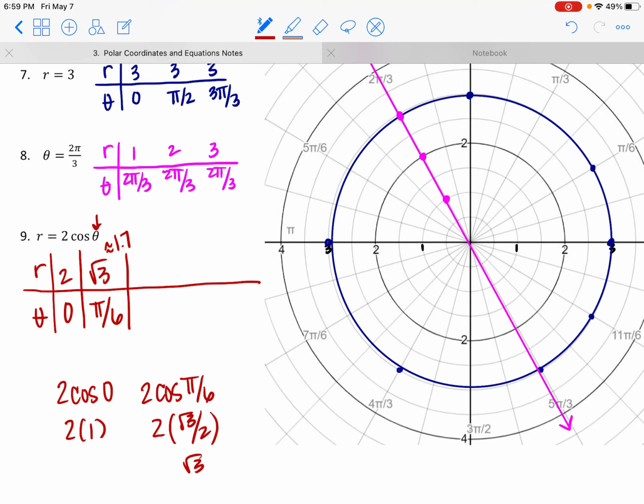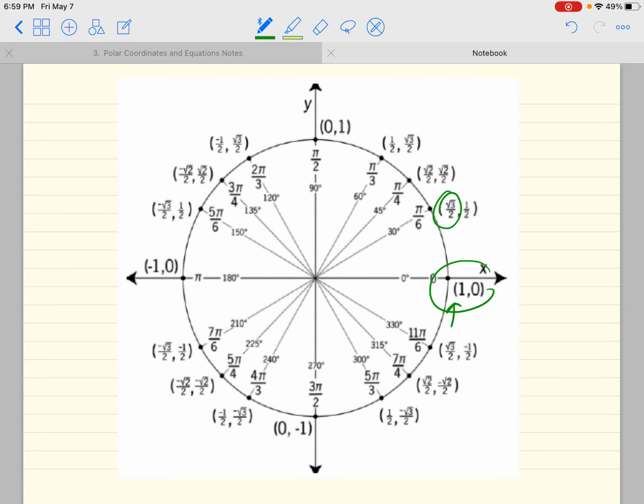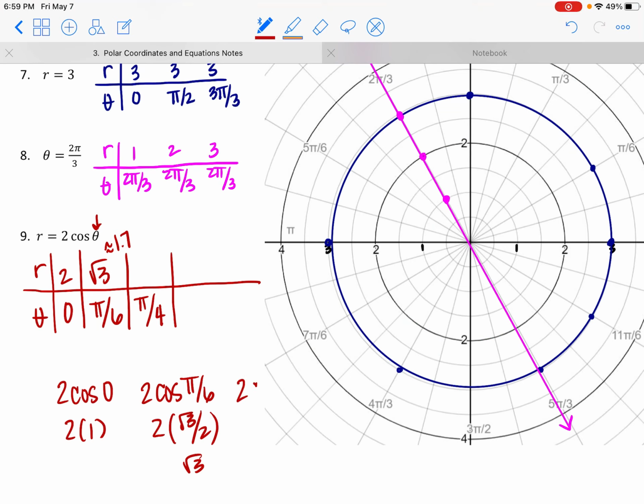Let's jump over to pi over 4. Okay, pi over 4, what's that going to look like? Well, the cosine of pi over 4 is radical 2 over 2. So it's going to be 2 times the cosine of pi over 4 when I plug it in. That's 2 times radical 2 over 2, which is just radical 2. So I get a radical 2. And that's going to be about 1.4.